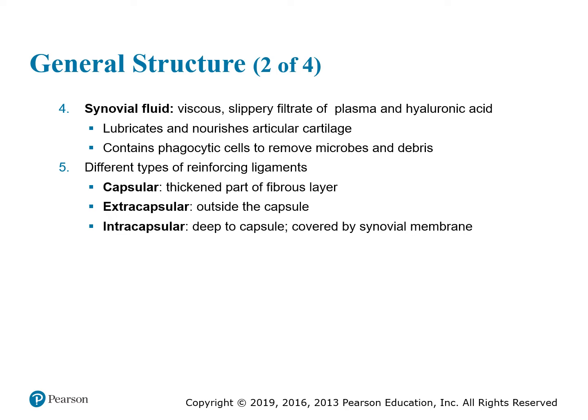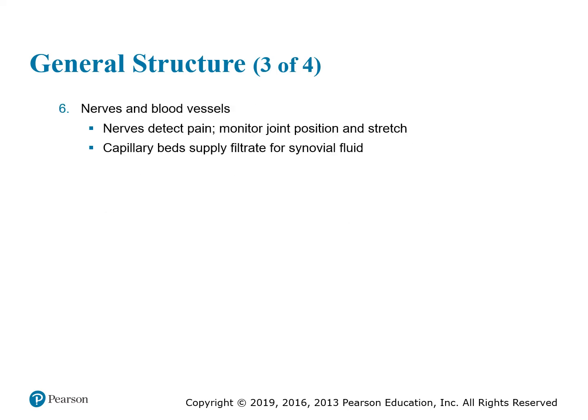Number 5, there are different types of reinforcing ligaments. Capsular ligaments are a thickened part of the fibrous layer. Extracapsular ligaments are outside the capsule. And intracapsular ligaments we find deep to the capsule, covered by the synovial membrane. And number 6, they have nerves and blood vessels. Nerves detect pain and also monitor joint position and stretch. The capillary beds supply filtrate for the synovial fluid.